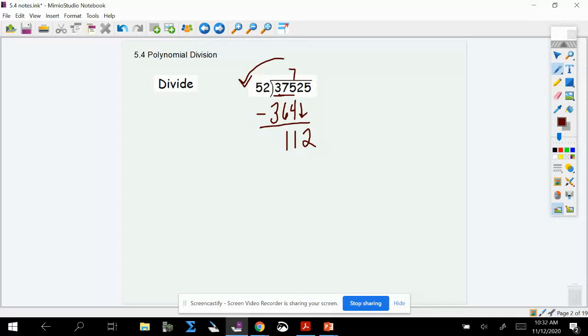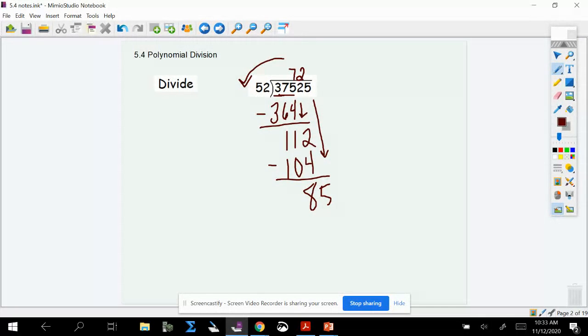You figured out how many times does 52 go into 112. Well, 52 will go into 112 twice. You multiplied the 2 times the 52, which is 104. And then you subtracted. And then you brought down the last term. So the last term was 5. And you repeated the process one more time.